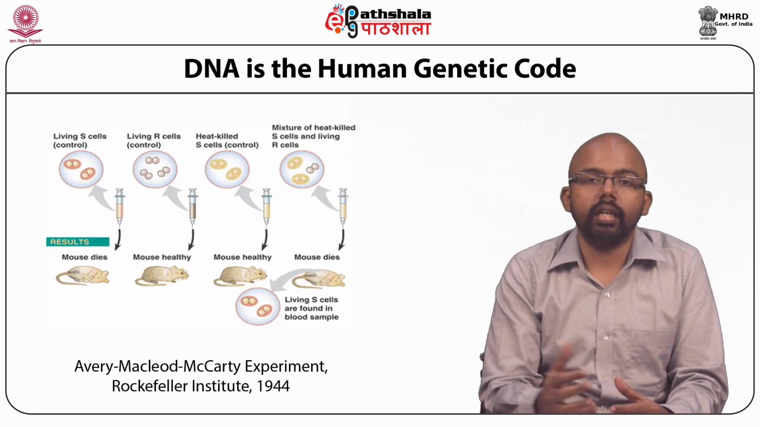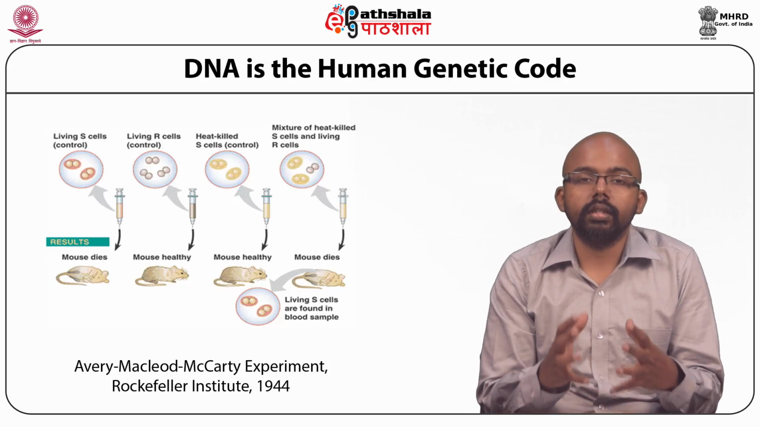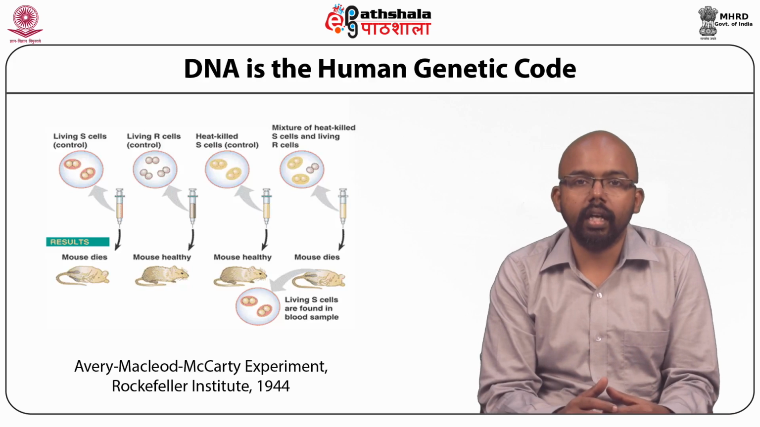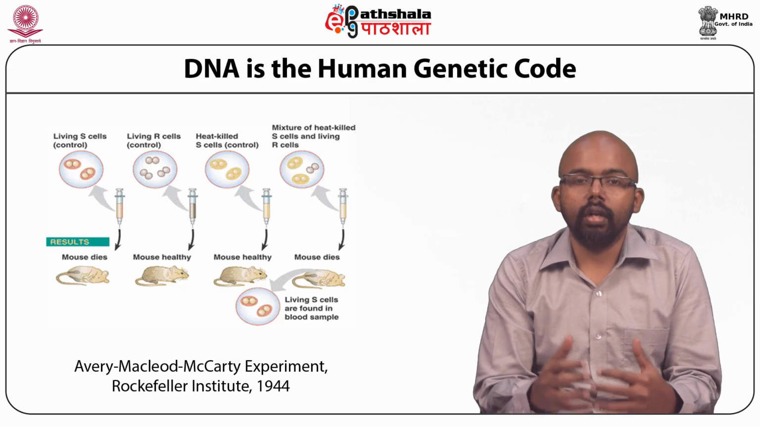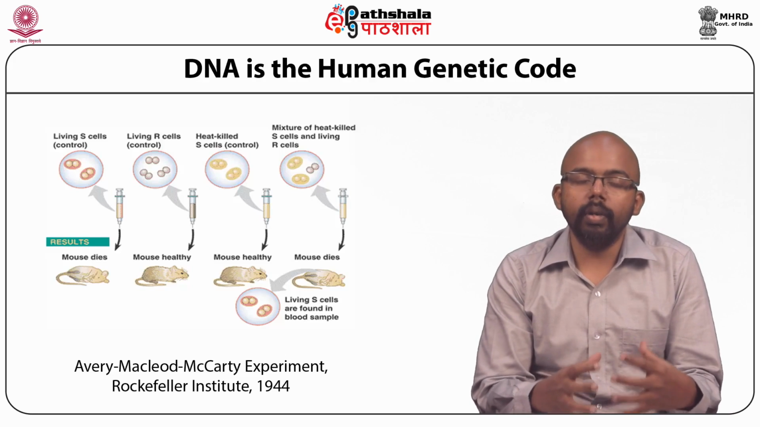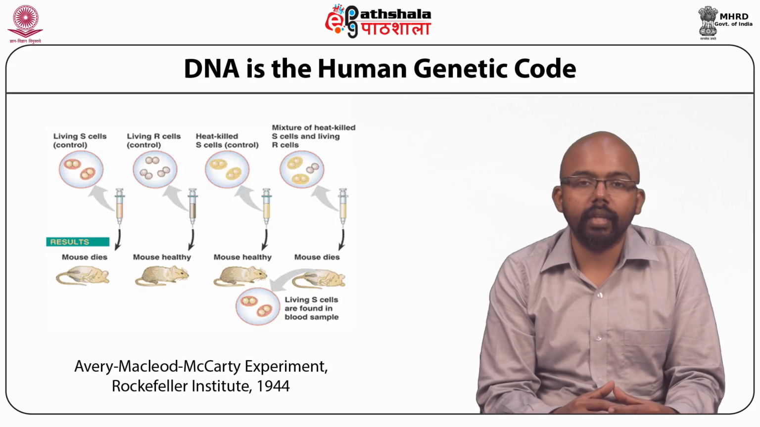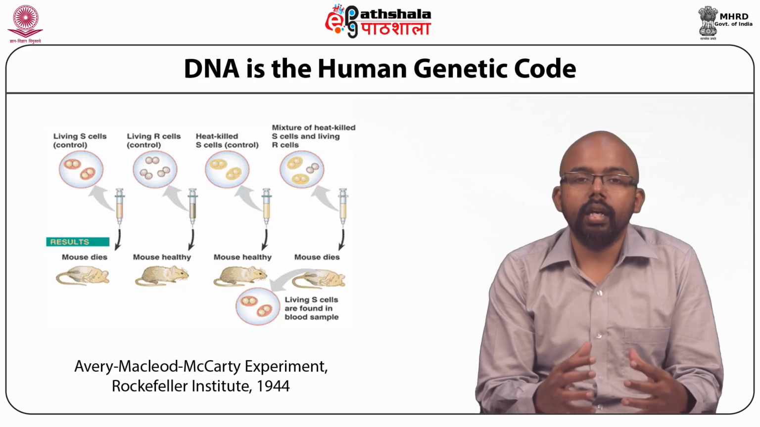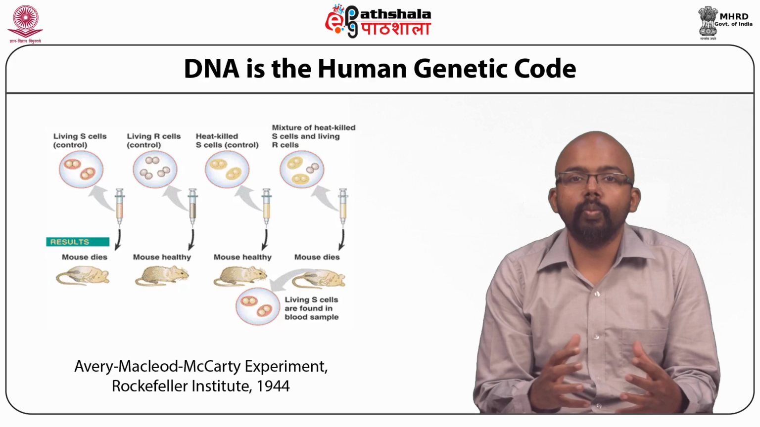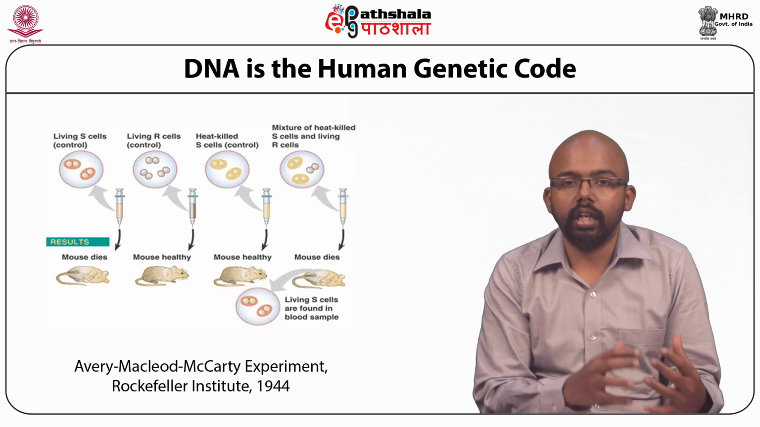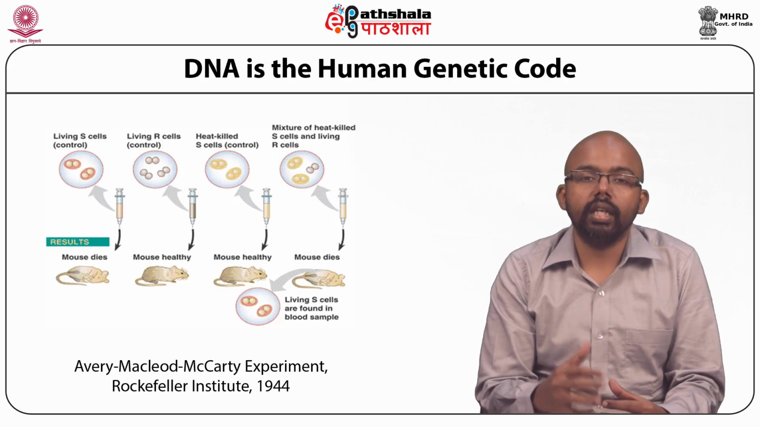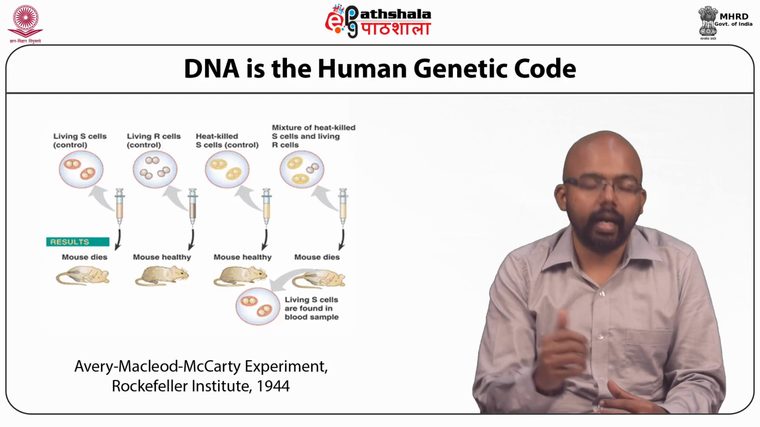So what does this mean? This proved that there was something in the dead S bacteria which had moved into the R bacteria, which had caused the mouse to die. Now this could either be DNA or protein. However, people had already deduced at that point of time that DNA was the same in all cells. So they had a big hint from this experiment that most probably DNA is the genetic code. And subsequently, they established with other experiments that DNA was indeed the genetic material of bacteria.